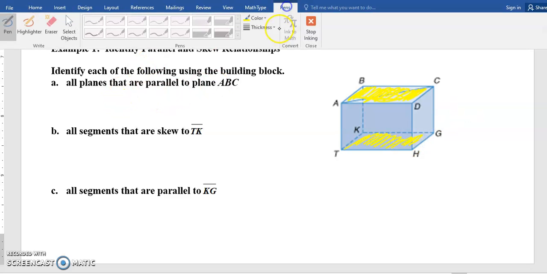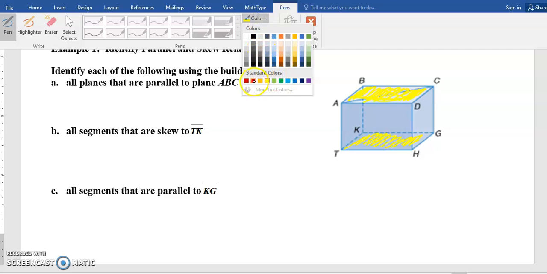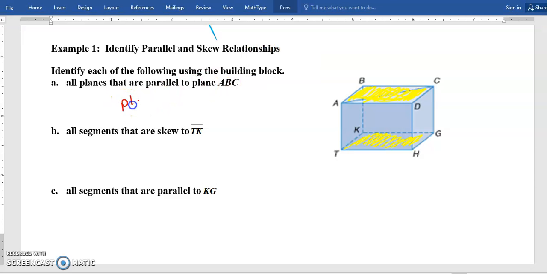So remember, we name planes with 3 points. We have to write the word plane, and then we use 3 points. We just have to use any 3 of these 4. I can do them in any order. GHK, THK, TGK, doesn't matter. They're all the same thing. Okay, so parallel planes.